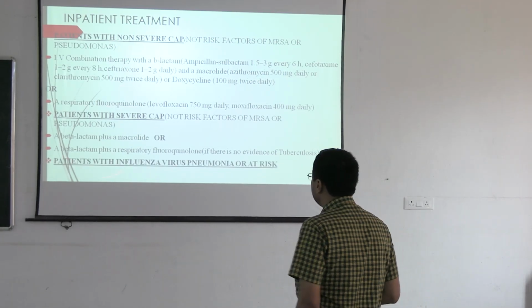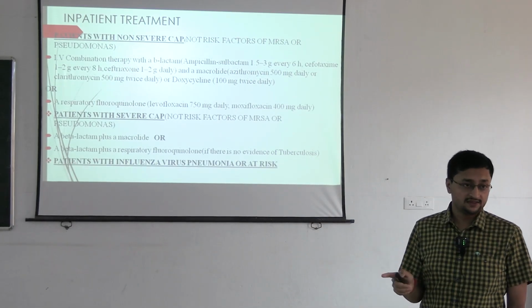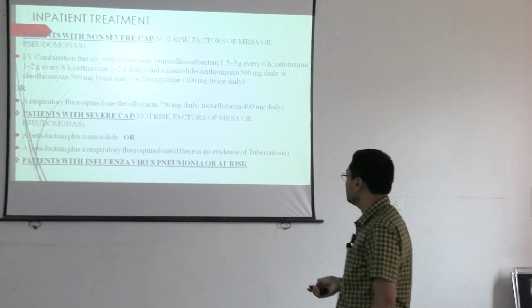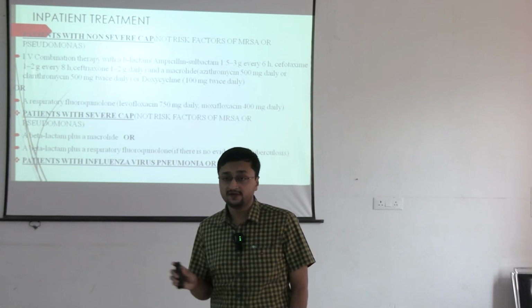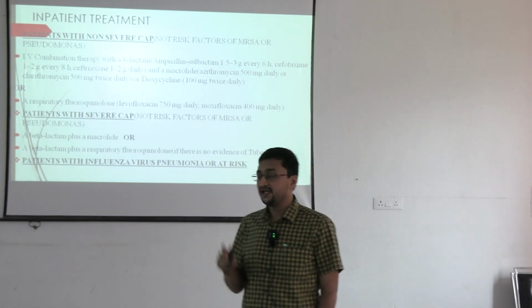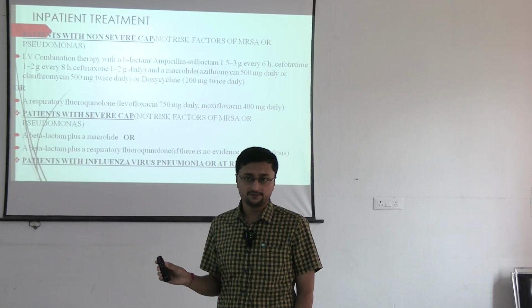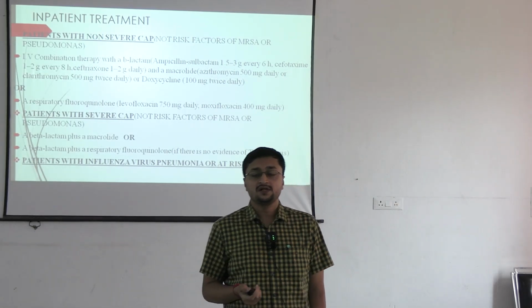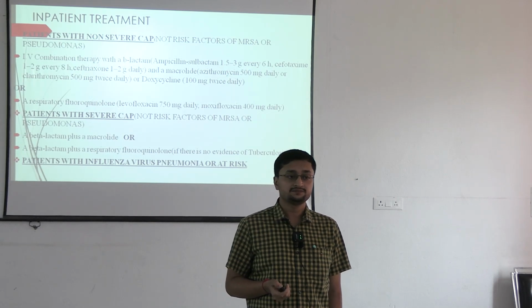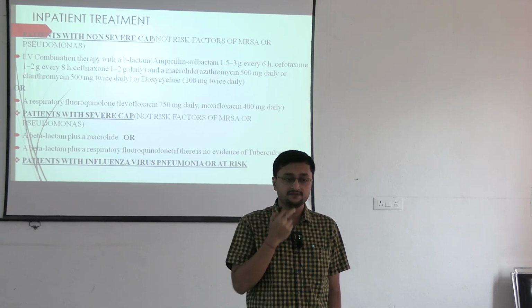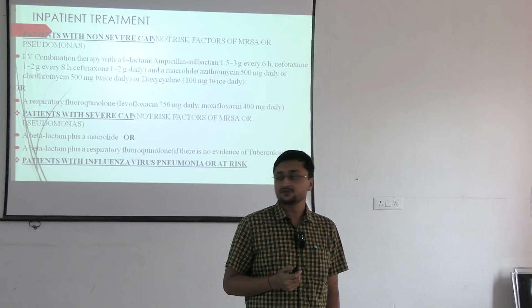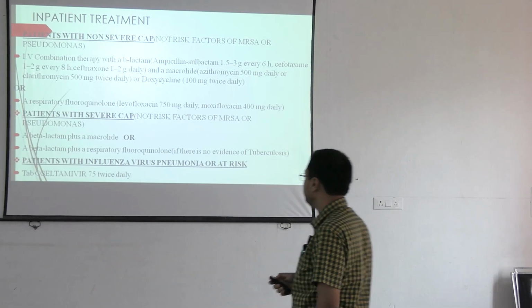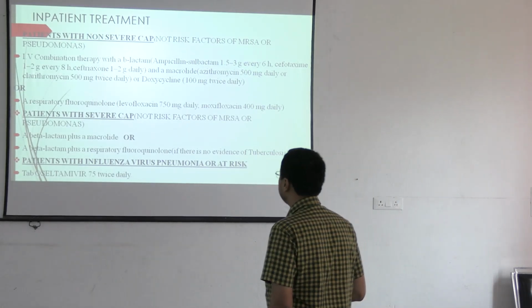And also beta-lactamase inhibitor, not only beta-lactam, beta-lactam with beta-lactamase inhibitor plus fluoroquinolone or macrolide. Patients with influenza pneumonia, H1N1 or H5N1, any influenza pneumonia. What is the anti-influenza drug? Yes, very good, oseltamivir. What is the mechanism of action of oseltamivir? Yes, neuraminidase inhibitor. So, oseltamivir 75 mg twice daily. This is the preferred regimen.